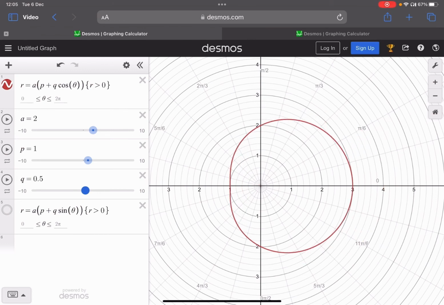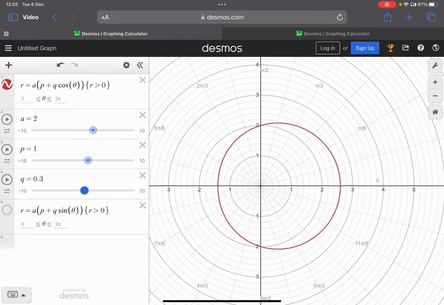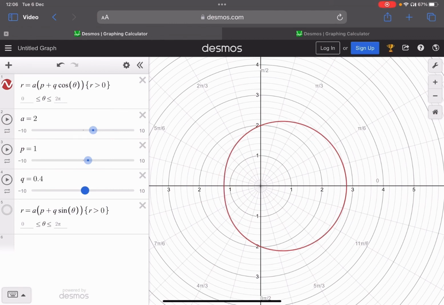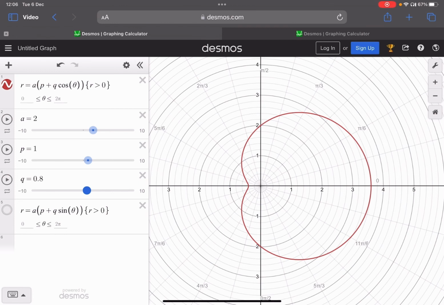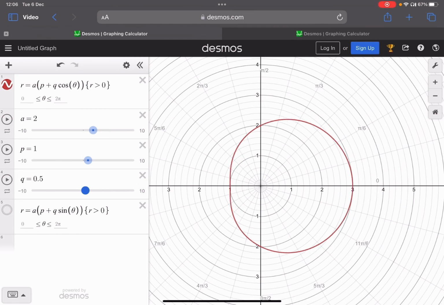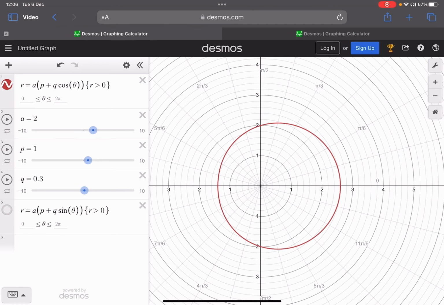If p is twice as big as q, the dimple shape disappears. And if it is bigger than that, you can see it just kind of rounds out, almost like an egg shape. But you can see that it's not concave like this. It doesn't come in towards the pole. Once p is 2 times bigger than q, it doesn't have that dimple shape.